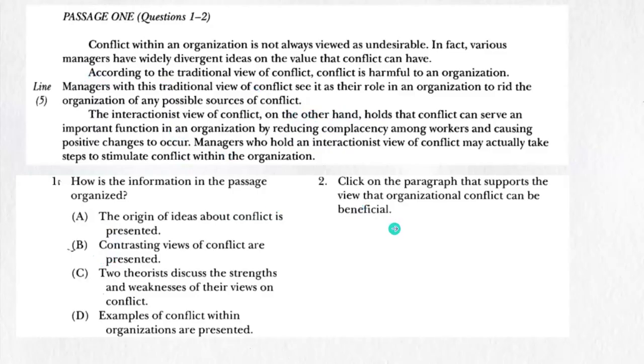And number 2 is paragraph 3. This one. Positive changes to occur, meaning that is beneficial.